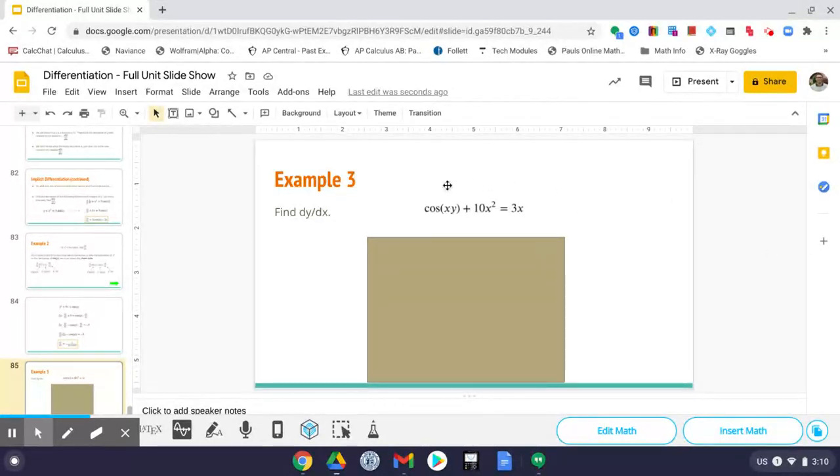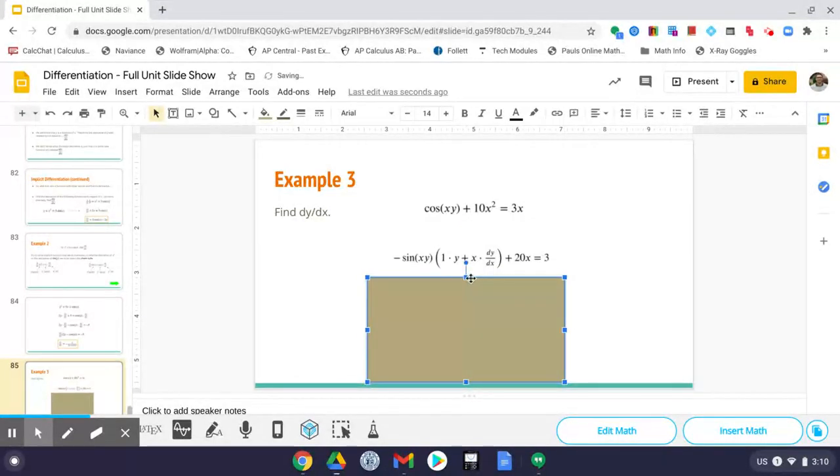I notice that cosine has an x multiplied by y within it. So that is going to use implicit differentiation. As soon as I see a y mixed within a cosine and also being multiplied by x, that's my cue for implicit differentiation. 10x squared is not going to use implicit differentiation. 3x is not going to use implicit differentiation. I'm going to use my normal strategies on them. All right, so let's take it step by step.